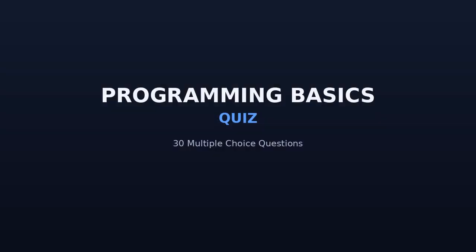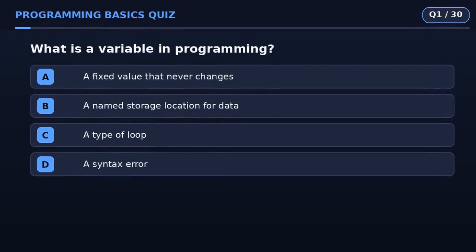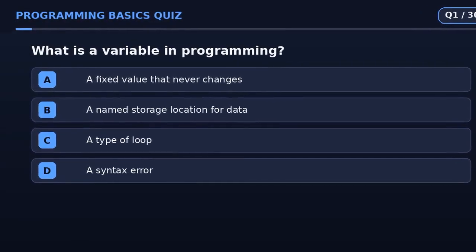Basic Programming Skills Quiz. 30 multiple choice questions. Let's begin. Question 1. What is a variable in programming?